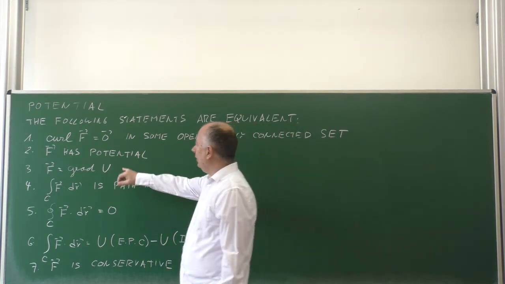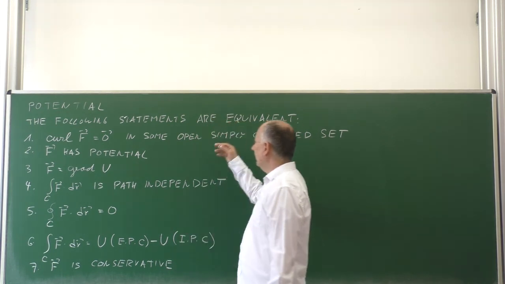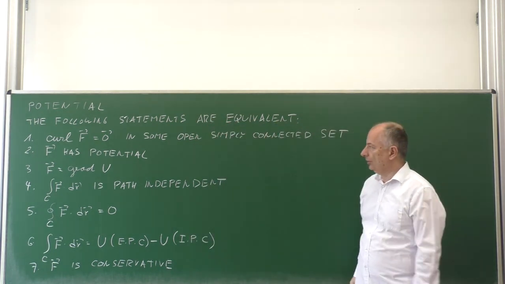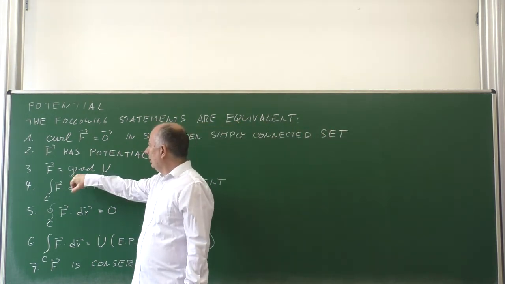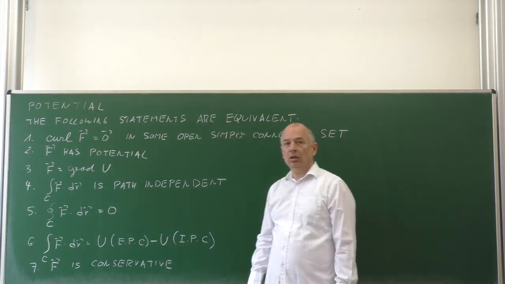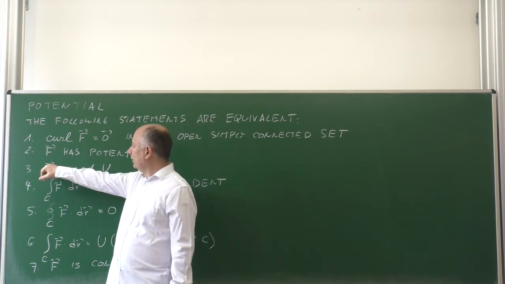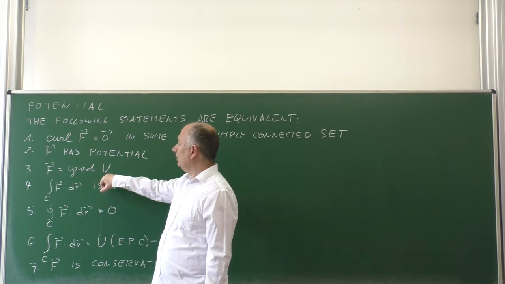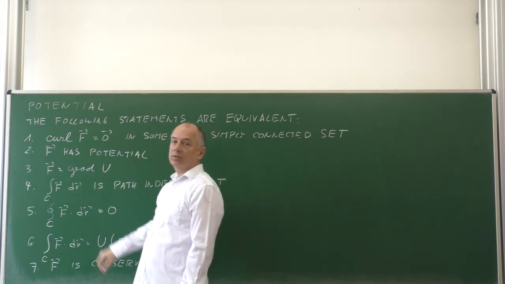The following equivalent statements are: the vector field f has potential. Again, everything is in some open, simply connected set. This is equivalent to f being equal to the gradient of some function u, which is called potential. Note that there is a little arrow above f, meaning this is a vector, but there is no arrow above u. This is a scalar function, and its gradient is a vector function.